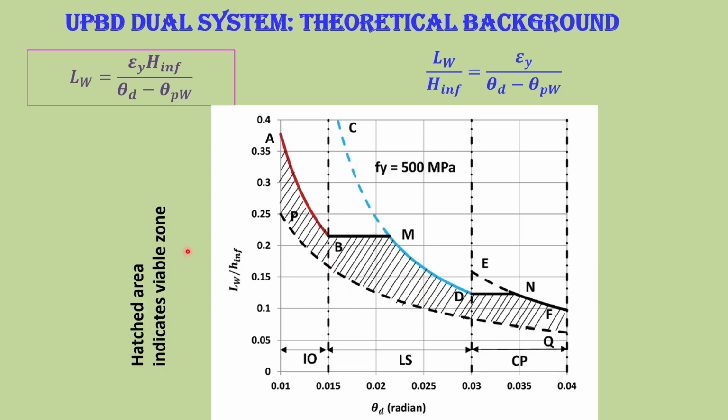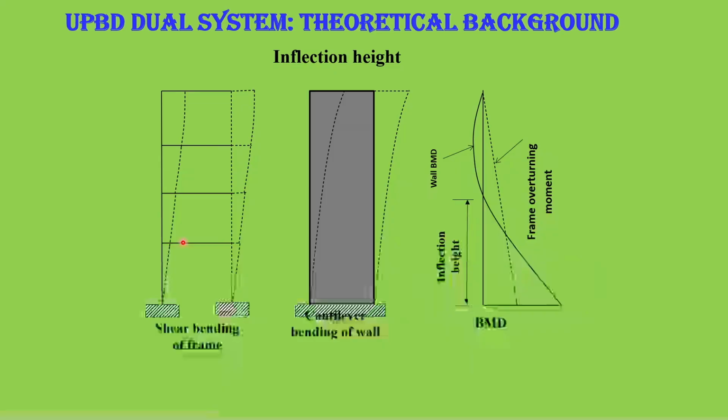So the hashed area zone indicates the viable zone of design. Okay, now here is the inflection height explained through a diagram. We have understood this in previous videos in connection with the direct displacement based design of dual system. So the frame bends with this convexity on the right hand side. This is called shear bending, and the wall bends with this convexity on the left hand side, which is a cantilever bending.